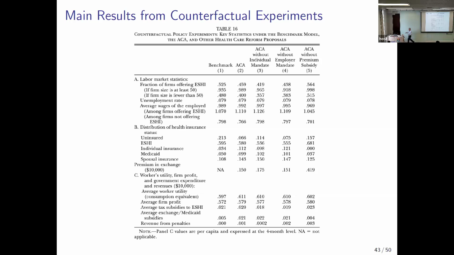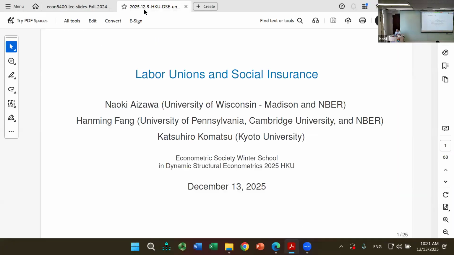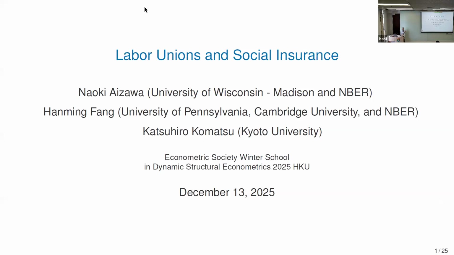Now, I only have 10 minutes, but let me just give you another example of something along a similar spirit, but it's a different model. Let me just pose a question. I will not go into the model, but this is a paper that tries to explain the decline of labor unions in the United States. Labor unions in the United States peaked at about 35% in 1954. Now it's less than 8%.